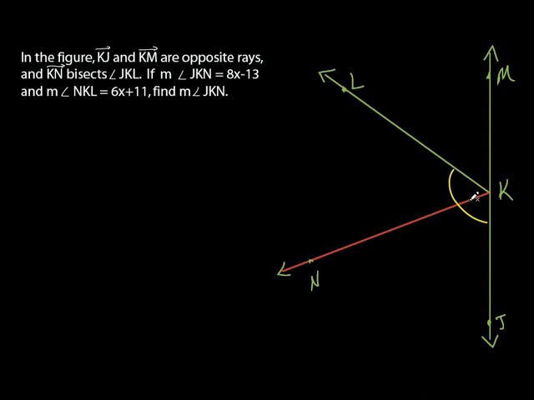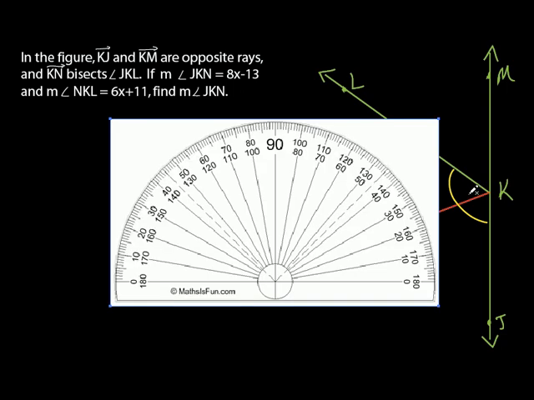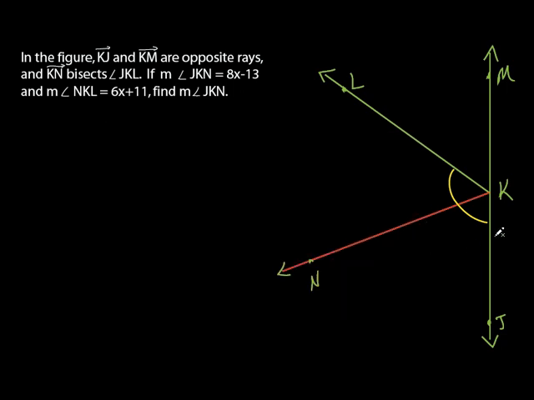If this red one bisects this whole big angle right here, that means that this angle here and this angle here are going to be congruent or equal to each other. If this is the angle bisector, that means that these two angles have to be exactly the same. Bisects means bi, meaning two, splits it into two equal parts. So these two would be equal.